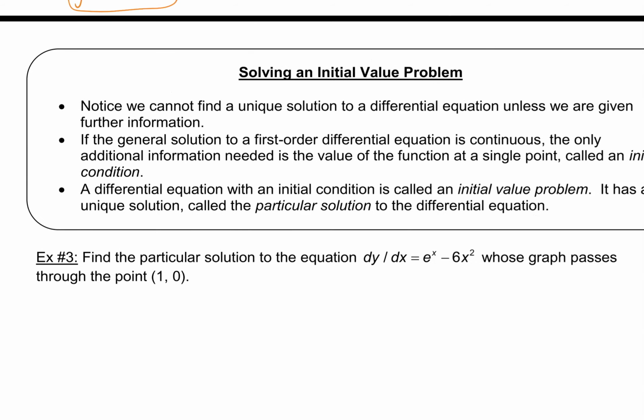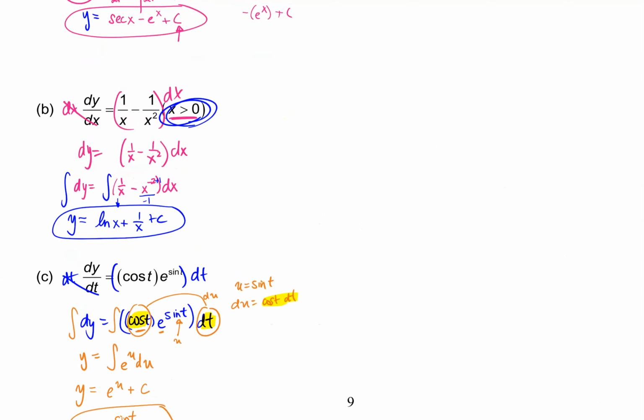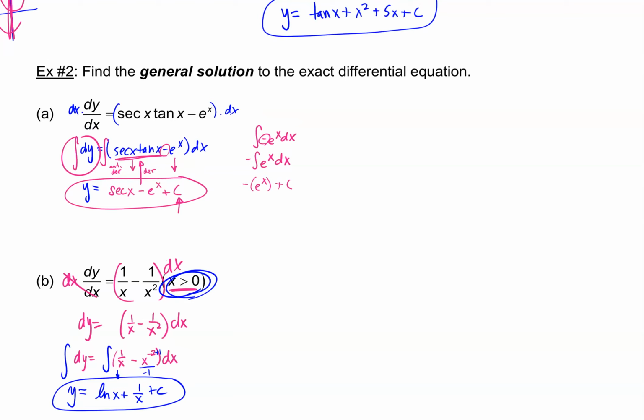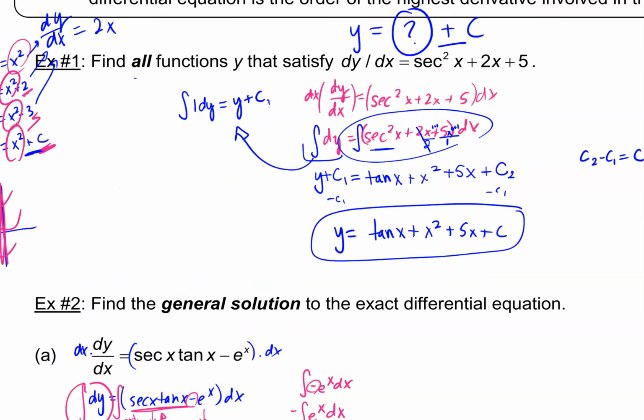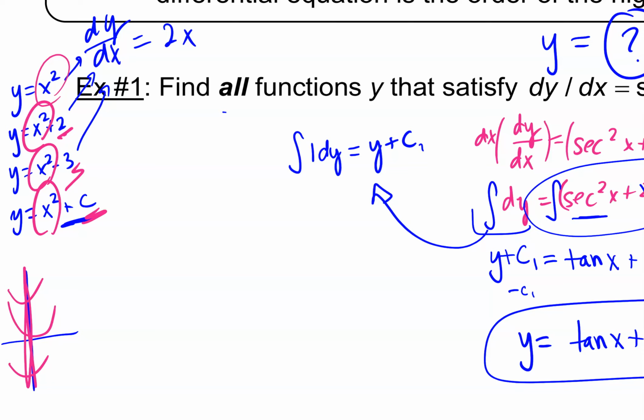So notice we can't find a unique solution to a differential equation unless we're given further information, all right? That's why we had all these plus c's. We don't know what the constant is. We're unable to figure out which one of these functions was our original one. We say, okay, well, the derivative is 2x. What function's derivative is 2x? Well, x squared plus 2, x squared plus 3, x squared, we don't know. That's why we put a plus c, because it's unknown what the constant is.